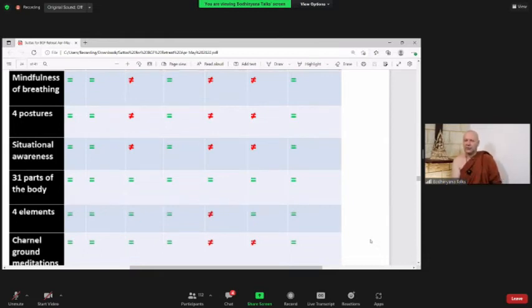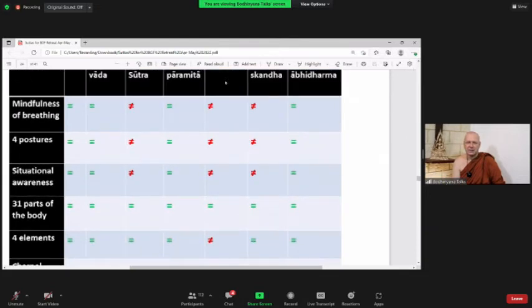Then we have the 4 elements meditation. You remember the 4 elements from the Kaya Gata Sati Sutta. You can see here how every exercise is almost exactly the same. And what we find with the 4 elements is that all of the sources have it except for one. There's only one source that doesn't have the 4 elements, and that source is the Vibhanga. There you are, that's the Vibhanga for you.